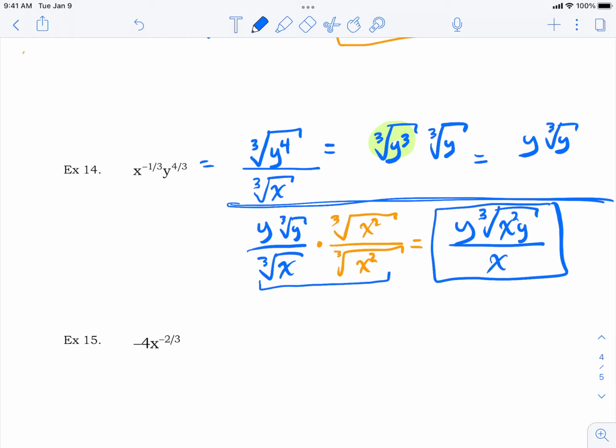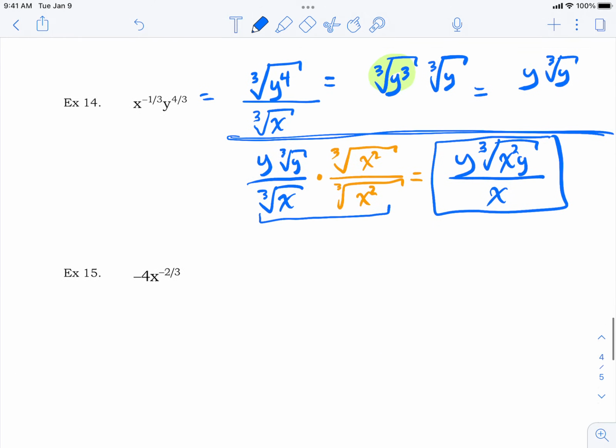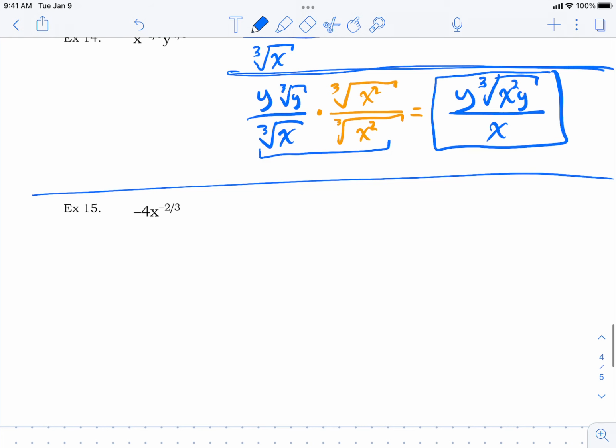And there's that one. I believe this is the last example, isn't it? Yes, it is. The last example. Maybe you'd want to pause and try this yourself. Maybe not, but in any case, here we go.